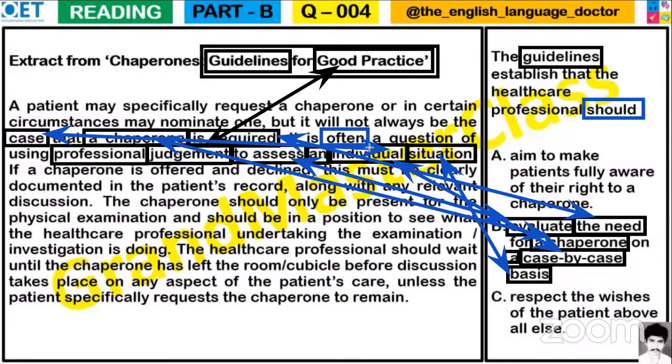The patient may request or he may nominate, but it is not always the case that a chaperone is required. Not always required. So you should judge properly whether you should give a chaperone or not. You should take the power in your hands. If the chaperone is not needed, and still the patient is asking, do you still want to give? Why? It is not required, right?